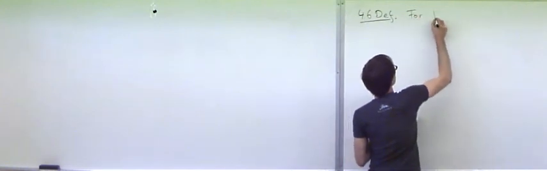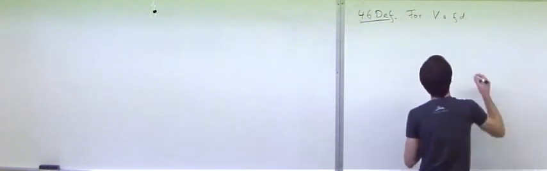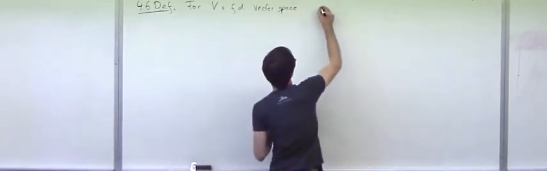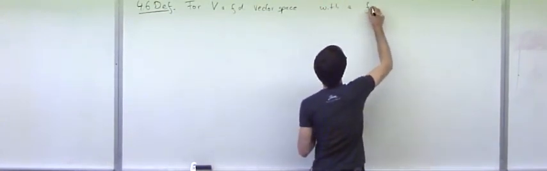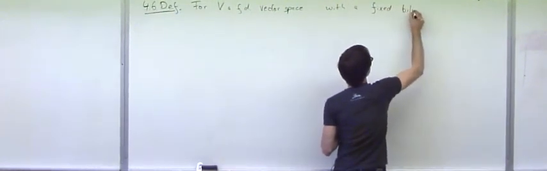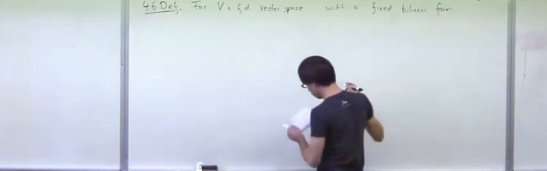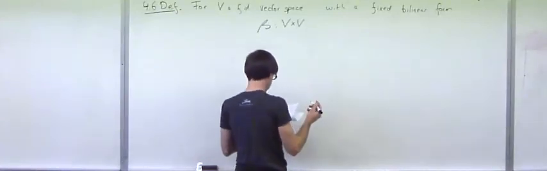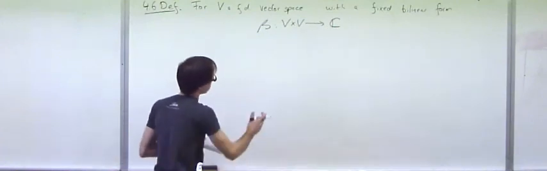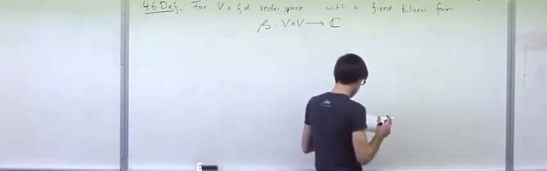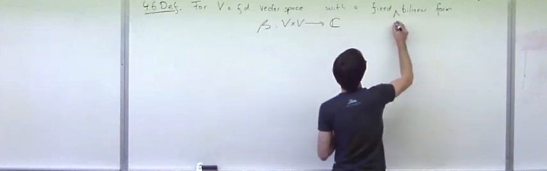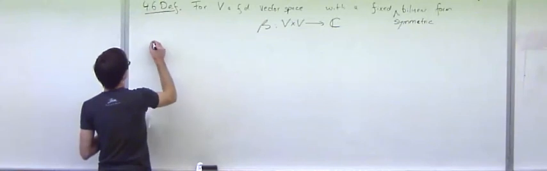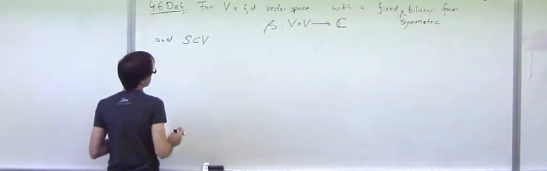We fix a finite dimensional vector space. And we fix a bilinear form, say beta from V times V to, well, for this chapter somehow we said the field of scalars is always the complex numbers, or write C. And we suppose that the bilinear form is symmetric.